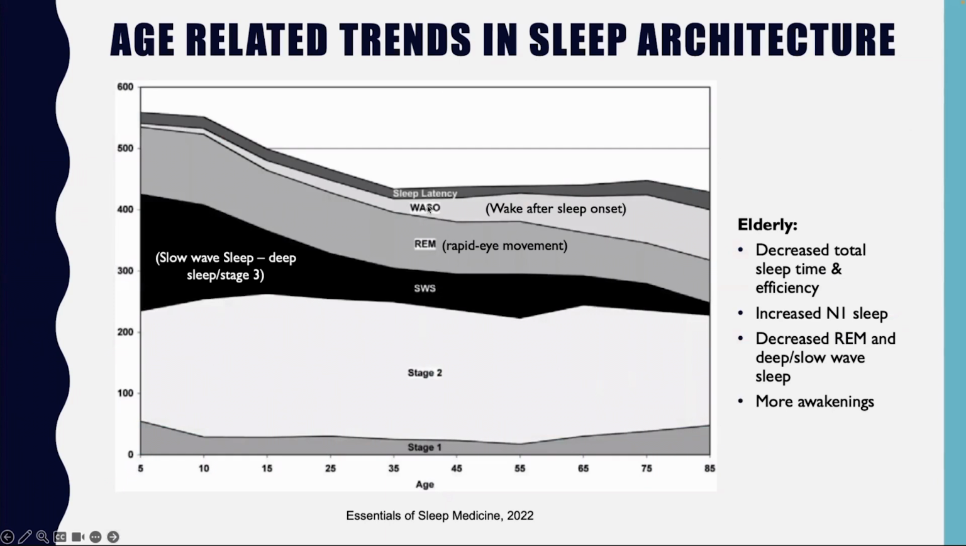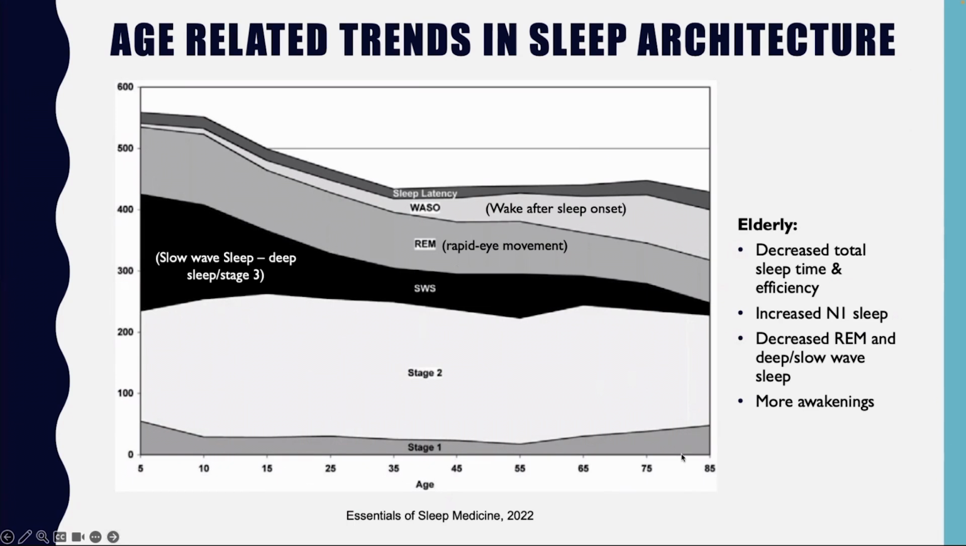We talked a little bit about sleep architecture before, and sleep architecture is really dependent on the stage of development and your age. This graph shows nicely, you have on the x-axis your age, going from 10 to 85, and on the y-axis you have time in minutes. This graph shows that as we age, there's a decrease in total sleep time and sleep efficiency. Some other changes we typically see as we age: a slight increase in stage N1 sleep, which is the light sleep.